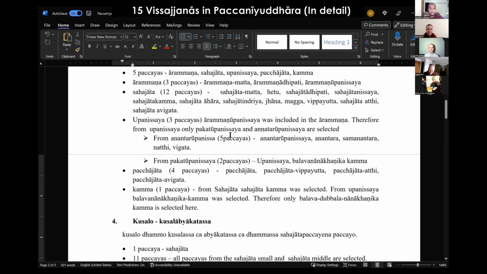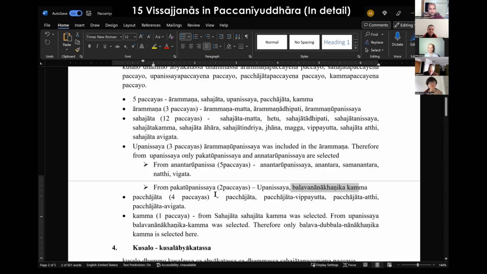From Kamma, only one Paccaya is selected, because we know in Kamma there are a few types of Kamma Paccaya. We have the Sahajāta Kamma and Nānākkhaṇika Kamma. And the Nānākkhaṇika Kamma is further divided into Balava Nānākkhaṇika Kamma, Anantara Kamma, and Dubbala Nānākkhaṇika Kamma. But the Sahajāta Kamma was selected here in Sahajāta Paccaya, so it's not picked in Kamma. And from Upanissaya, Balava Nānākkhaṇika was selected. Therefore, only the third type, the Dubbala Nānākkhaṇika Kamma, is selected here.